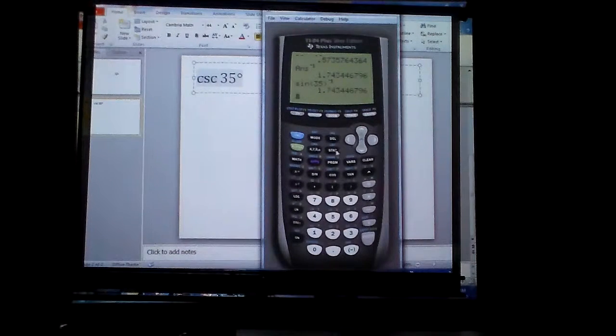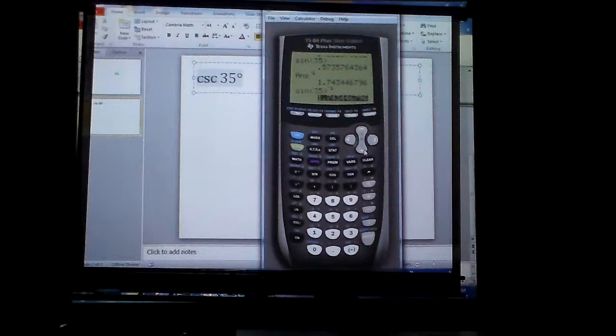Now something I also want to point out, you cannot do this. This will not work. If you go second sine 35, and you can even do that there, you're going to get a different answer. Actually, we get an error because it's not possible to do the second sine of that. So you want to be very, very careful when you do these problems that you make sure you do the actual sine of 35 first, and then the x negative 1, or you put the negative 1. But you have to use x negative 1, not the second sine button.